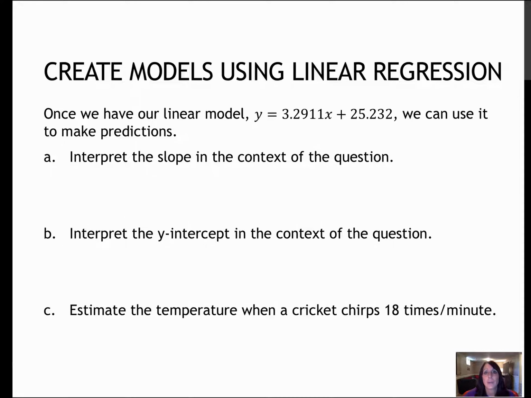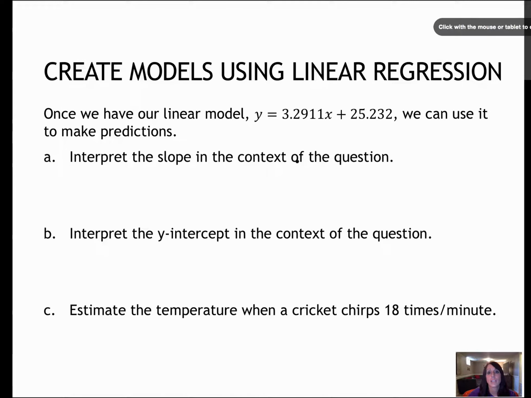Now that we have a linear model, such as this one, we can use it to answer some questions and to make some predictions. So before, when it was just a lot of points on a graph, we couldn't do any of that. Now we can talk about the data in a more defined way.